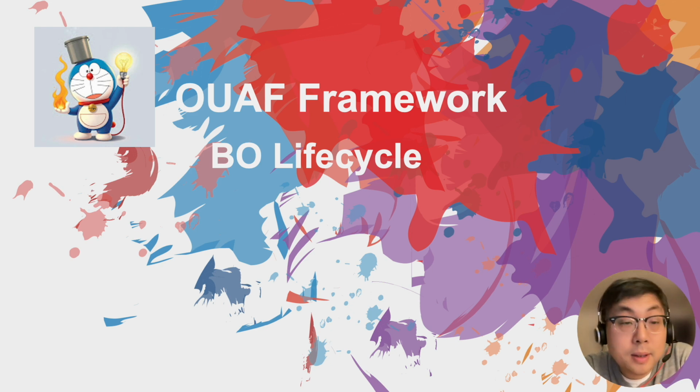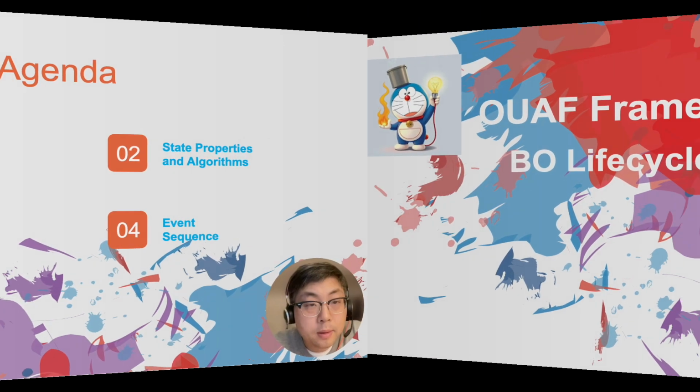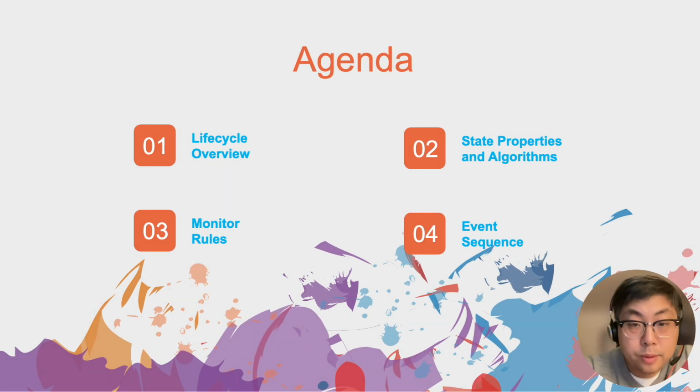So today we are going to talk about a very important topic in business objects: the life cycle. We will go through four different topics. We look at the overview, and then go into the states within the life cycle and look at what property or algorithm we can specify.